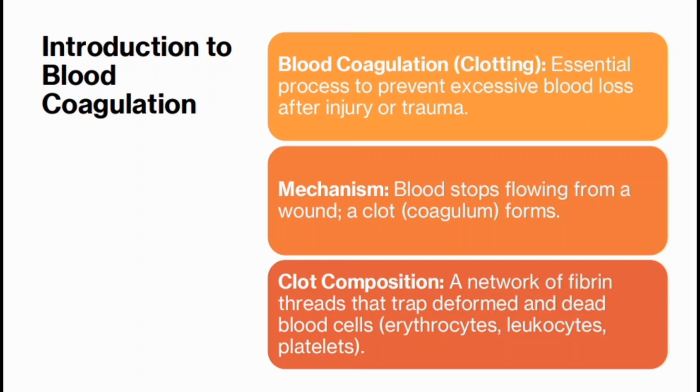The process of coagulation involves activation, adhesion and aggregation of the platelets, as well as the deposition and maturation of fibrin. So there is the formation of the fibrin threads that trap deformed and dead blood cells and form a clot.